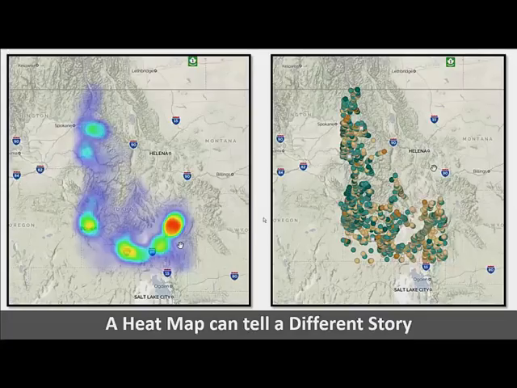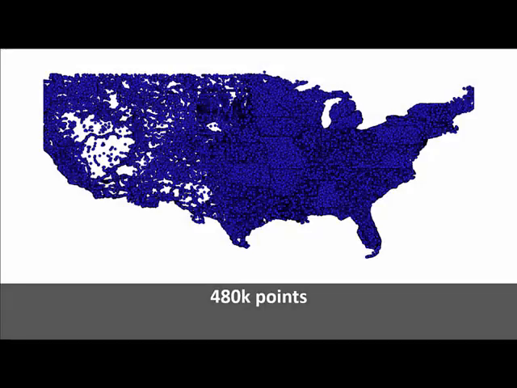Look what happens when we blow this up to 480,000 points. 480,000 points just makes a mess. There's no way to determine anything about the map. So, as you can see, simply throwing data on a map does not answer a geospatial question. Instead, we have to share the data in a way that tells a story. And in this video, we're going to discuss 3 different ways to tell a better story.